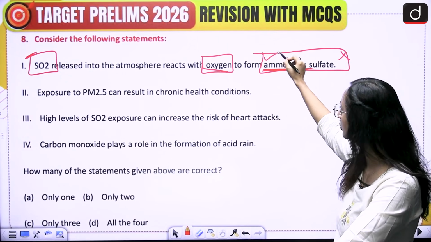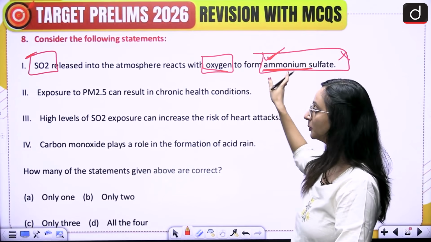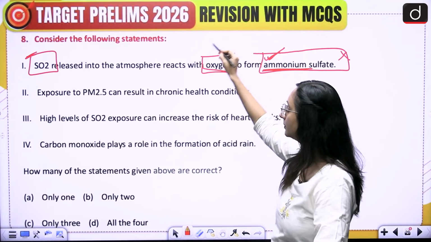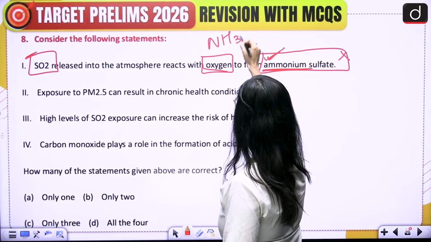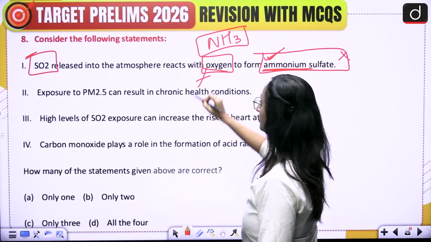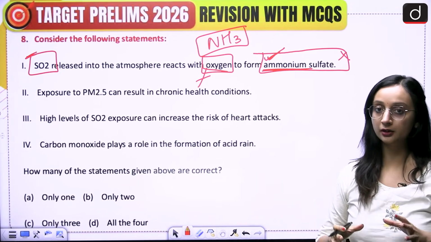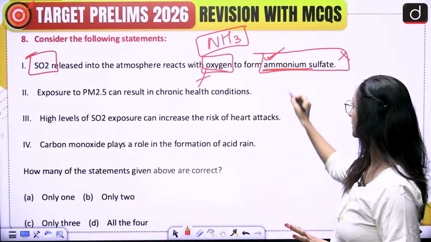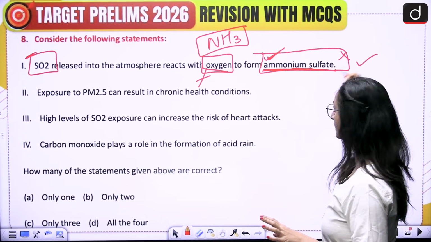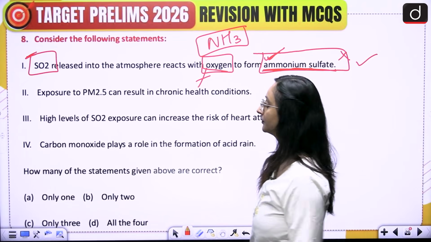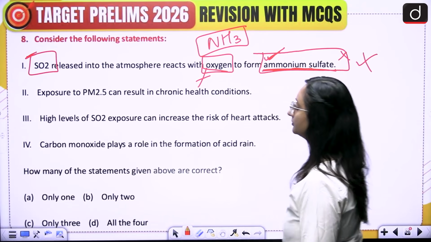What do you see here? Ammonium sulfate. So in order to form ammonium sulfate, SO2 will have to react with ammonia, NH3. Not oxygen but ammonia. So SO2, when it reacts with ammonia, forms ammonium sulfate, and this again is toxic. Okay, so this statement is incorrect.